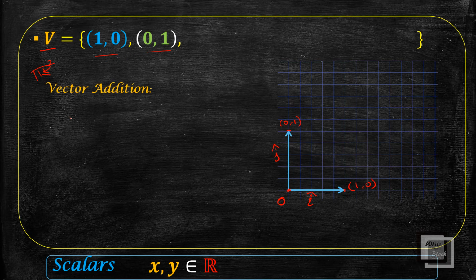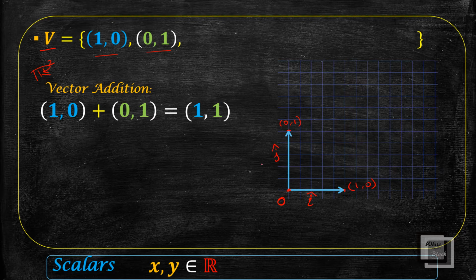By vector addition I mean I will add two vectors to create a third vector. So here (1, 0) plus (0, 1) equals (1, 1), which is the vector in diagonal direction having endpoint (1, 1). So this vector is the sum of vectors (1, 0) and (0, 1). Introduce this vector in the set V. So V now contains 3 elements: (1, 0), (0, 1), (1, 1).